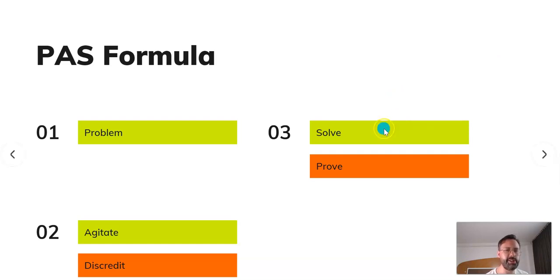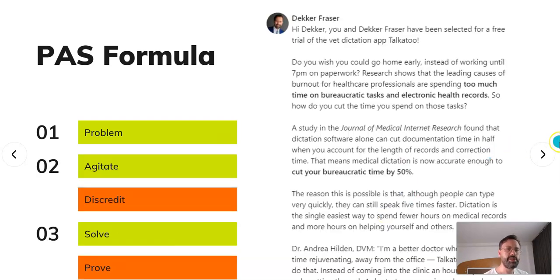Okay, and after solve, what we do is we add this other element called prove. So this is where we use case studies, testimonials, recognitions from other companies, badges, reviews, that sort of thing. Okay, so problem, agitate, discredit, solve, prove. And you can do variations of this. It's a modular framework.